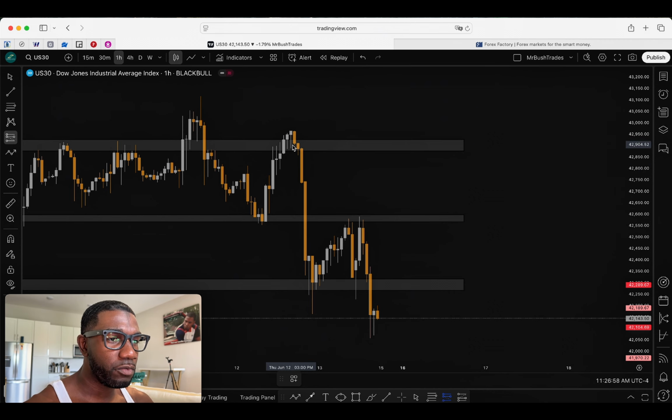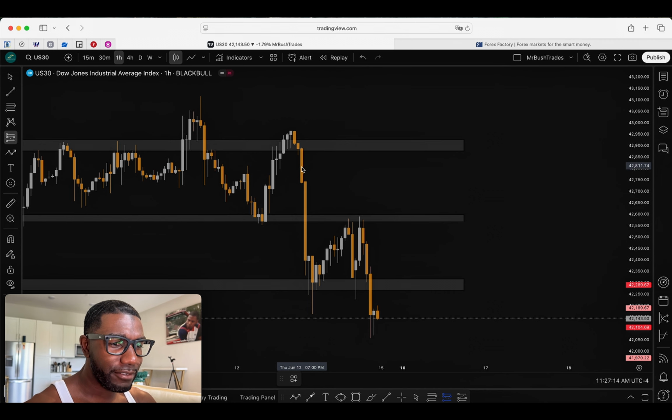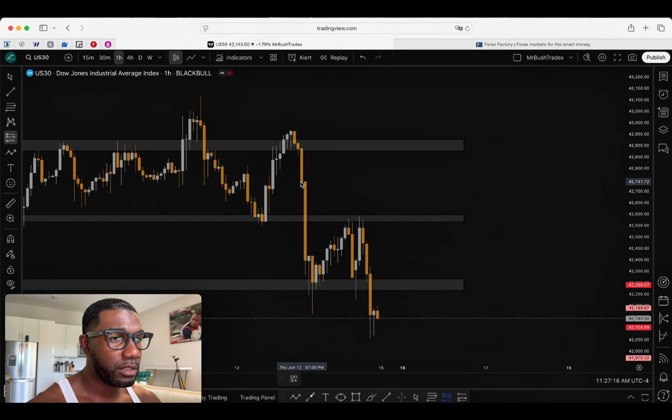Where if you missed this trade due to the fact that it was Thursday 4 p.m., maybe Thursday 6 p.m., then it's not New York session anymore. So this was kind of a hard move to catch unless you would have caught that 4 p.m., right? And then we have 7 p.m. This is all Asian session.